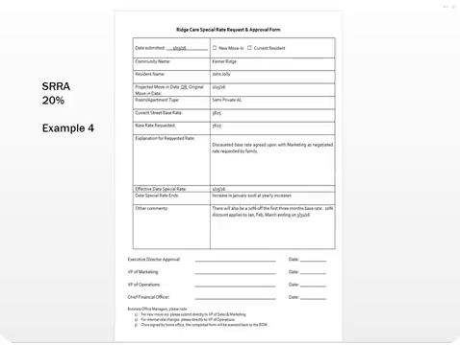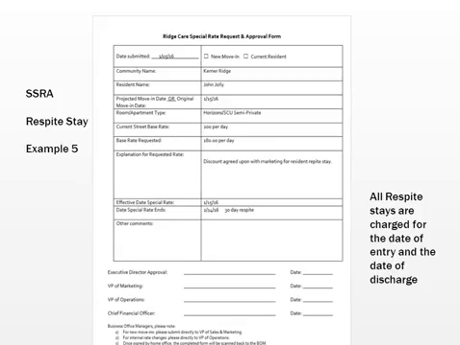So you can see on this example that there's more information filled out. The reason that I show example 3 and example 4 is to show that you're going to have differing items written in on this form depending on the nature of your community, the nature of your resident, the nature of the current situation.